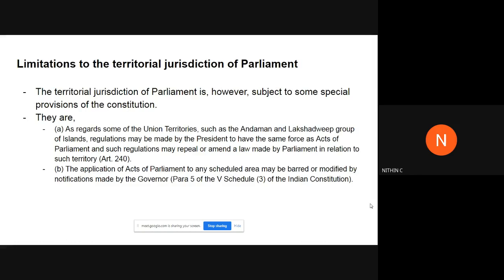Then the application of acts of parliament to any scheduled area may be barred or modified by notifications made by the governor. So, a similar kind of statement.